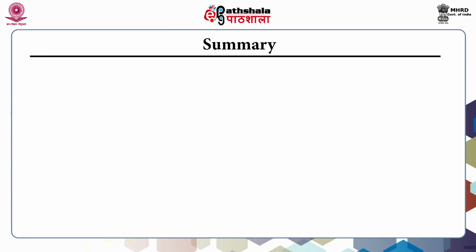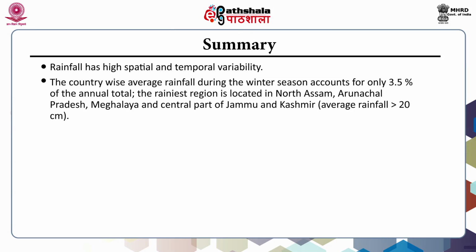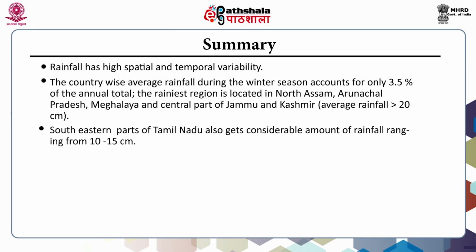Lastly, we will summarize this topic by briefing the previously discussed points. Rainfall has high spatial and temporal variability. The country-wide average rainfall during the winter season accounts for only 3.5% of the annual total rainfall. The rainiest region is located in North Assam, Arunachal Pradesh, Meghalaya and the central part of Jammu and Kashmir, where the average rainfall is greater than 20 centimeters. Southeastern parts of Tamil Nadu also get a considerable amount of rainfall, which ranges from 10 to 15 centimeters.